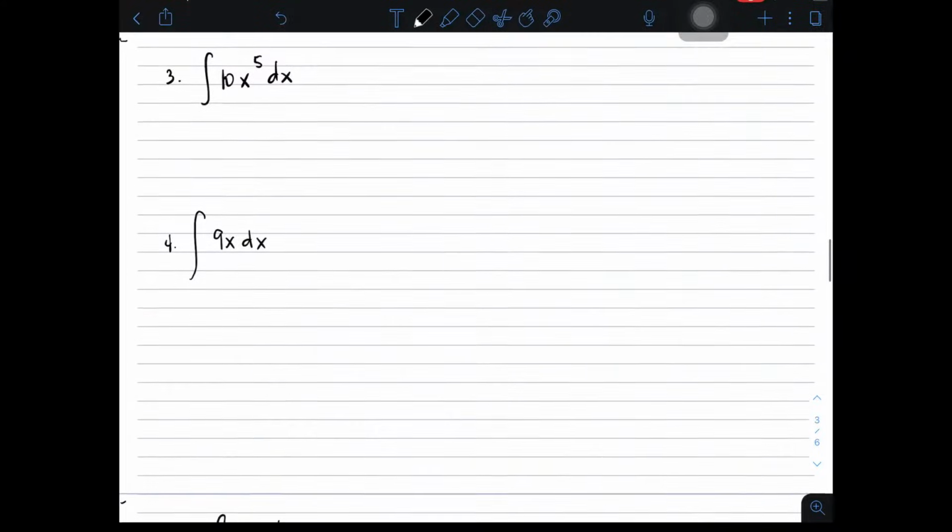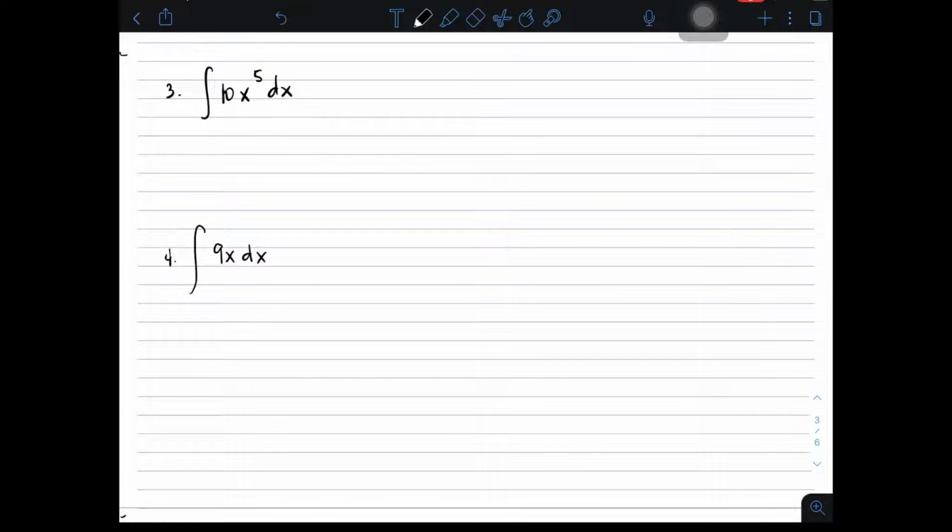Ito na. Kung mapansin nyo, yung item number 3 natin, meron na tayong constant or coefficient, which is 10. So, try natin. Ilabas na natin yung 10. You have here the integral of 10, integral of x to the 5th power dx. And applying the power rule, this one is 10 times x raised to 5. Yan yung n natin, plus 1 over 5 plus 1 plus c.